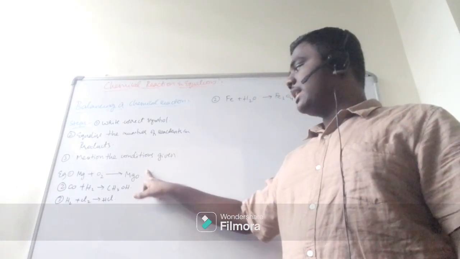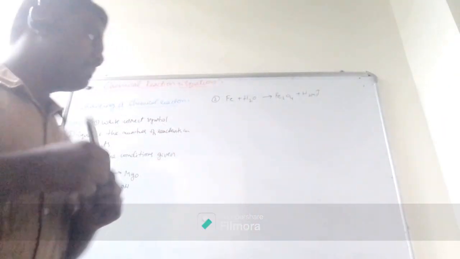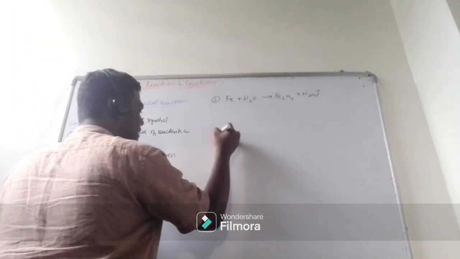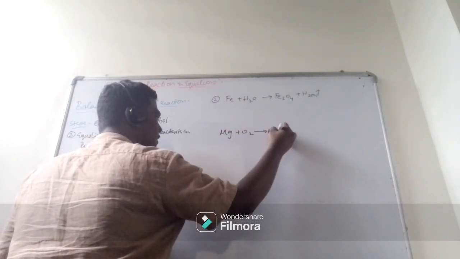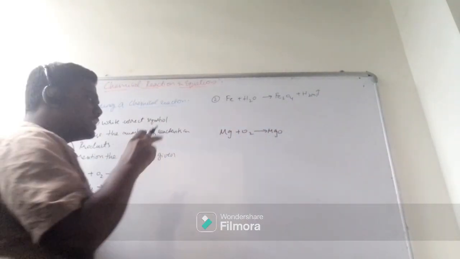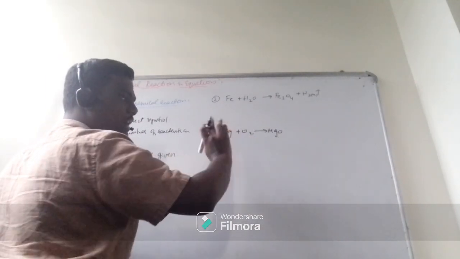Here I have taken a few basic examples to explain how to balance a chemical reaction. My first very basic example is the balancing of magnesium and oxygen to give magnesium oxide. First step is write down the symbols correctly. Mg, O2, MgO we have written.